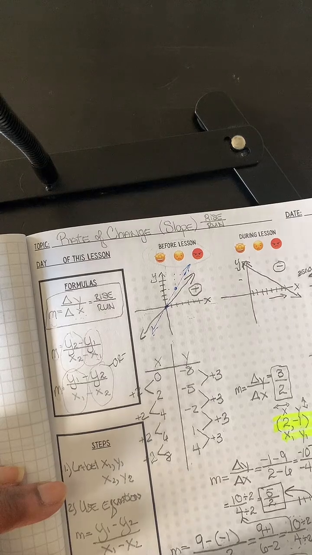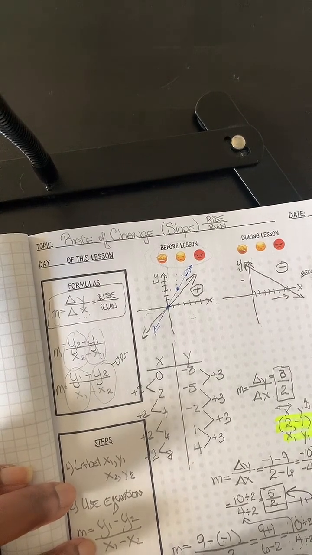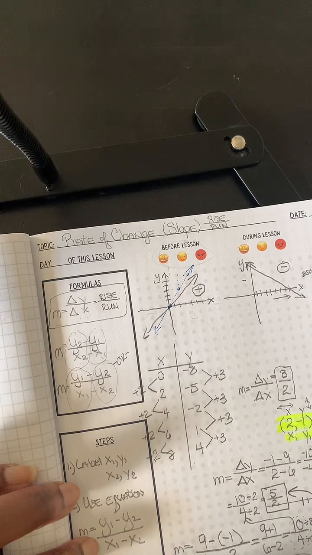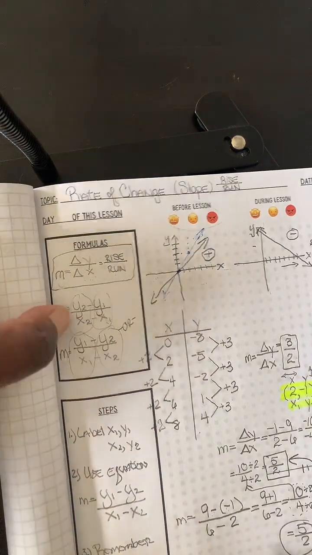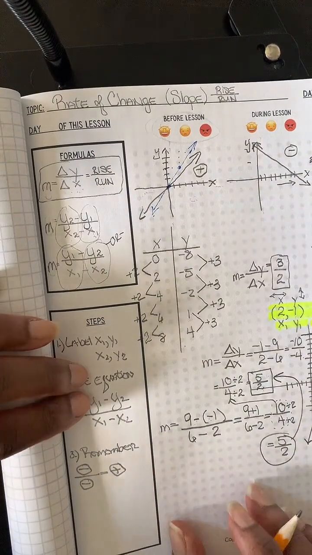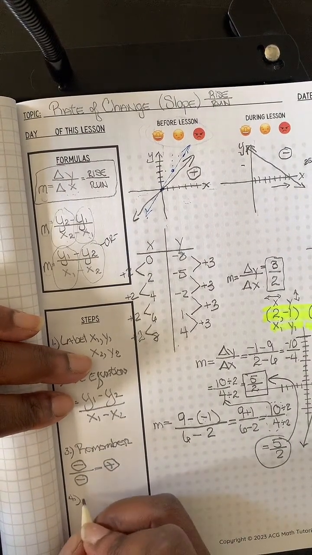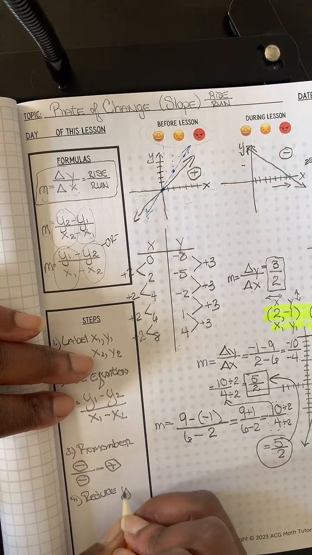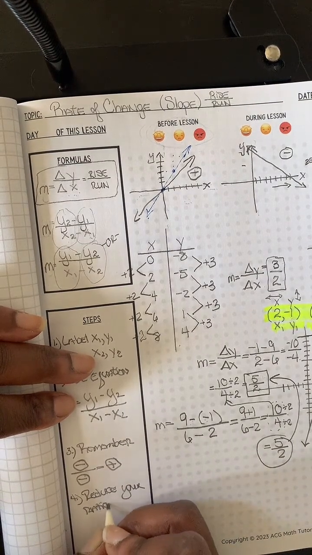Third step, remember a negative divided by a negative equals positive. So that might be the next part. Okay, so now you have that part. And then step 4 will be reduce your ratio. And the ratio is your fraction.